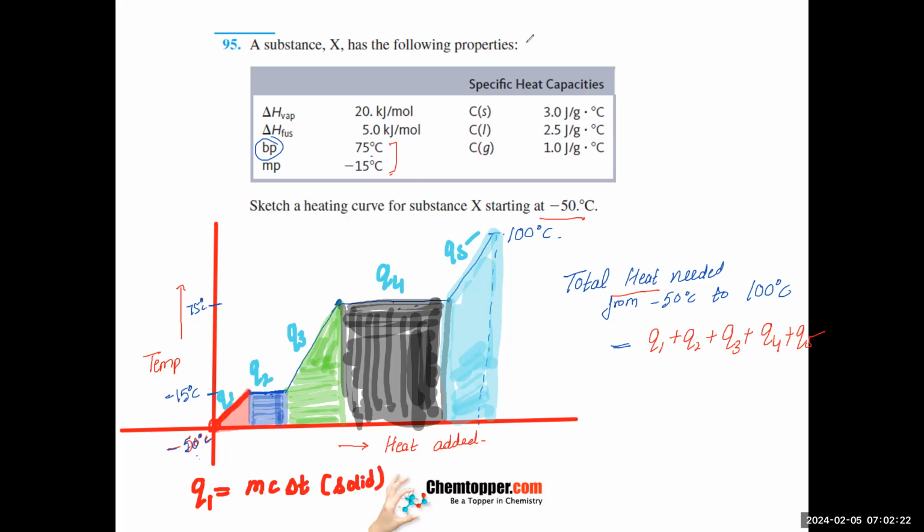What is the m given? Let's say m given to us is 10 grams. So, how much is Q1? 10. Specific heat capacity of the solid is given. See here, 3.0. How much is delta T, children? Delta T is from minus 50 to minus 15. Yes, 35. And get the answer.